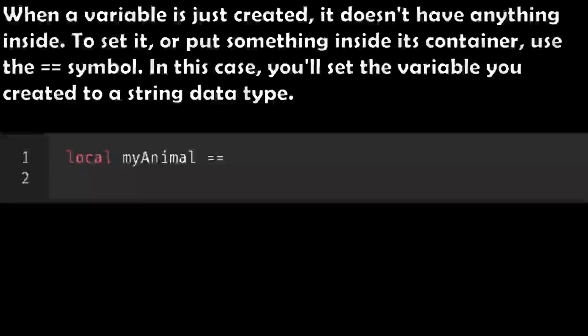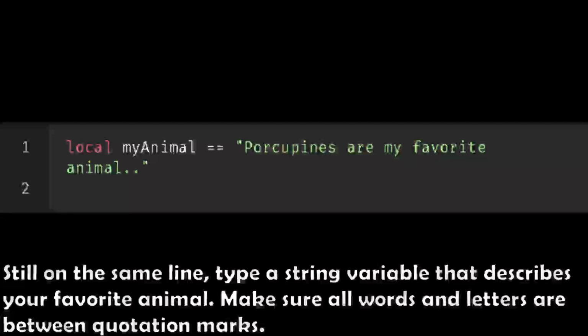When a variable is just created, it doesn't have anything inside. To set it or put something inside its container, use the equals symbol. In this case, you'll set the variable you created to a string data type. Still on the same line, type a string variable that describes your favorite animal. Make sure all words and letters are between quotation marks.